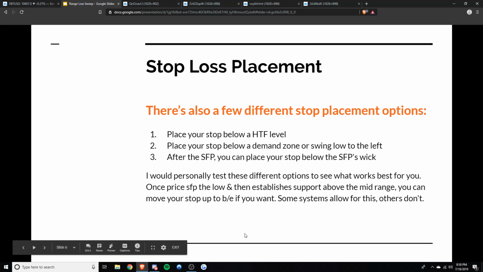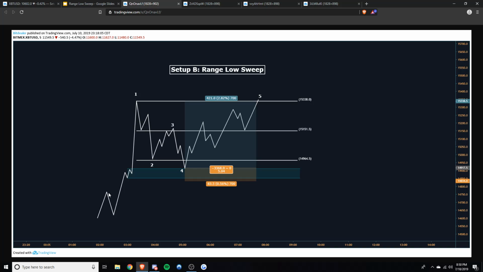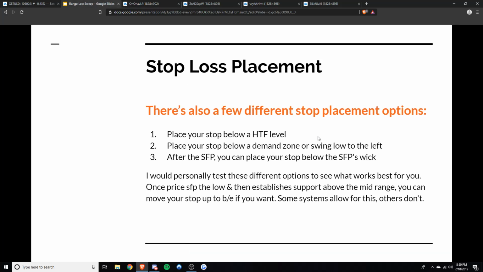Or you can place your stop below a demand zone or a swing low to the left on a lower time frame. So if you have a low time frame demand zone, which I think I have one right here in this example, you have this demand formed, push price higher and set the range. So you could put your stop, like I have in this example, below the demand zone. And this typically works out if you have a significant demand zone or a swing low.